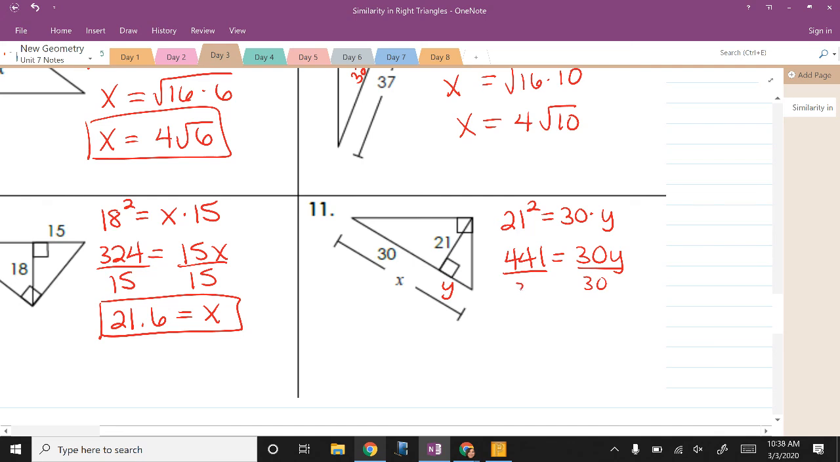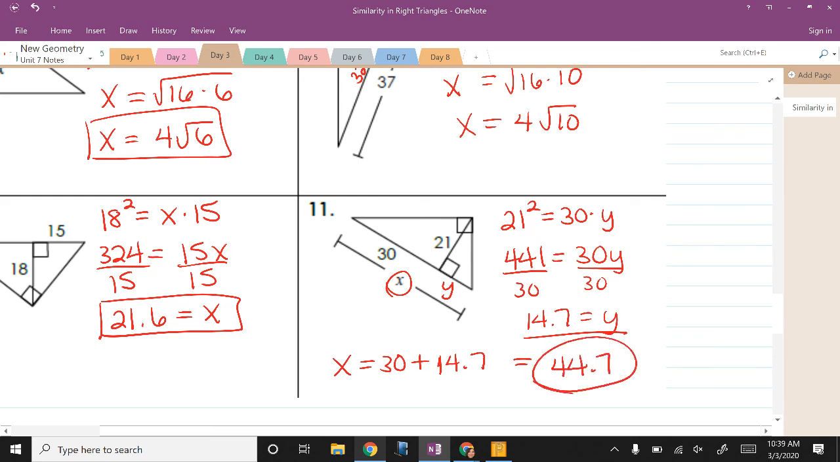Divide by 30. I'll get about 14.7. All right, so there's y, but I need to get x. So how do I get x? Yeah, you add them, because 14.7 is this little part, and 30 is this little part. So together, x is the big thing, the whole hypotenuse. So 30 plus 14.7 is what? 44.7. Final answer. Does that kind of make sense?